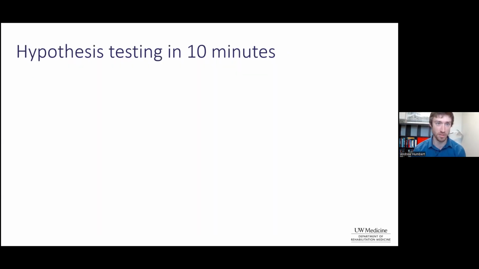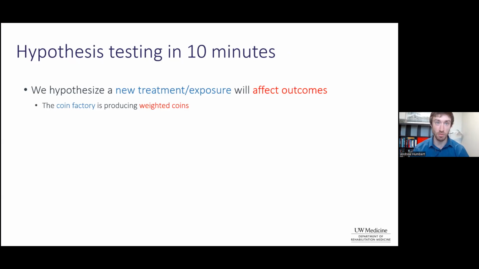So we're going to be talking about hypothesis testing, and this is how we're really going to build up what that p-value is. The goal of hypothesis testing is essentially that we hypothesize that we have some new treatment or some new exposure that we're trying to explore, and we think it will affect outcomes in some way. If it's a treatment, we're hoping that it improves outcomes. If it's an exposure, maybe we're looking at whether it improves, or whether it potentially worsens outcomes.